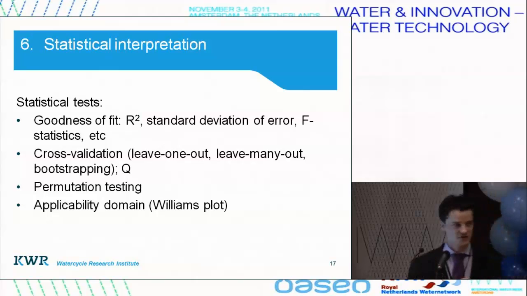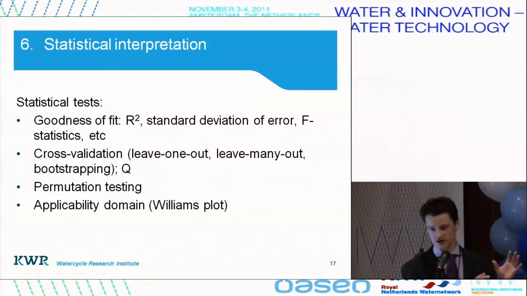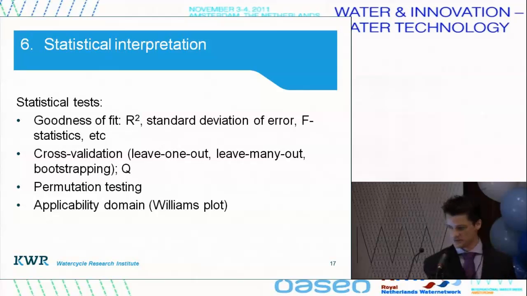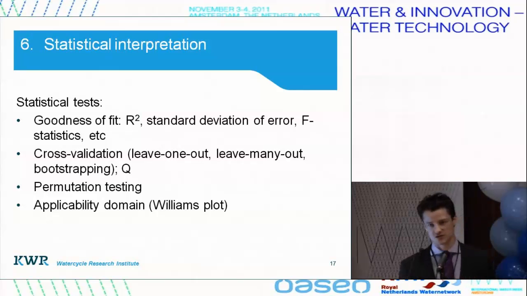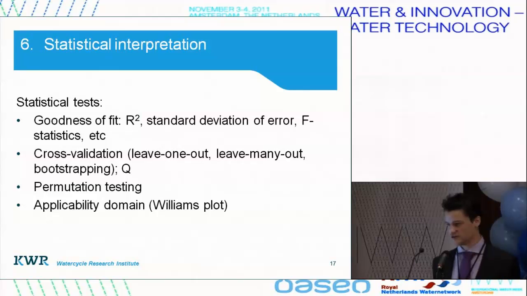So then you go into the statistics, and you look at different statistical tests to check if the model is okay. Another one is cross-validation, where you leave one compound out of the training set and make a prediction for that one compound, and you repeat that for all compounds. Another one is permutation testing, to check that there is no correlation by chance, which can be a problem because you use so much data. You can have just a chance correlation which you want to remove.